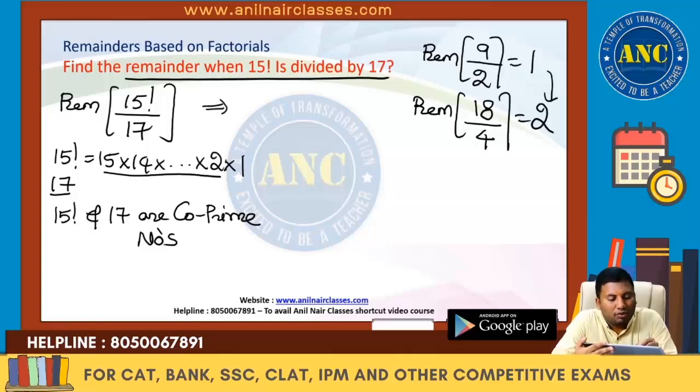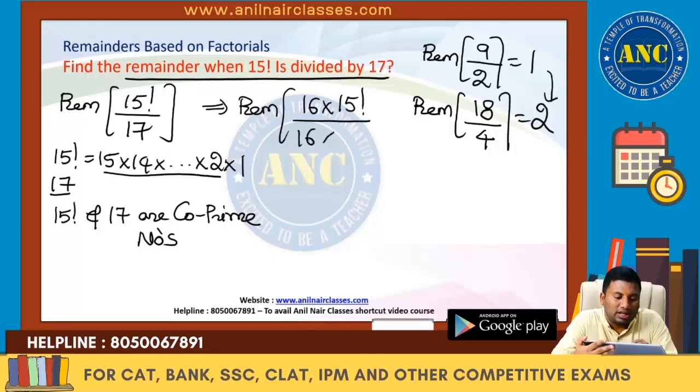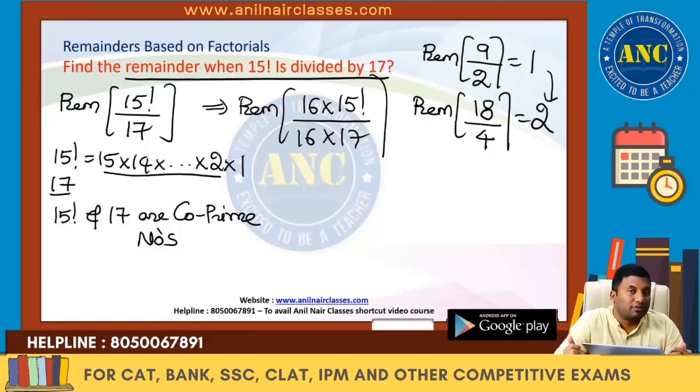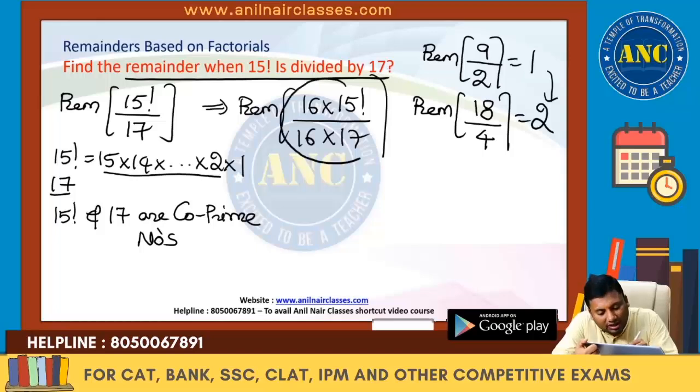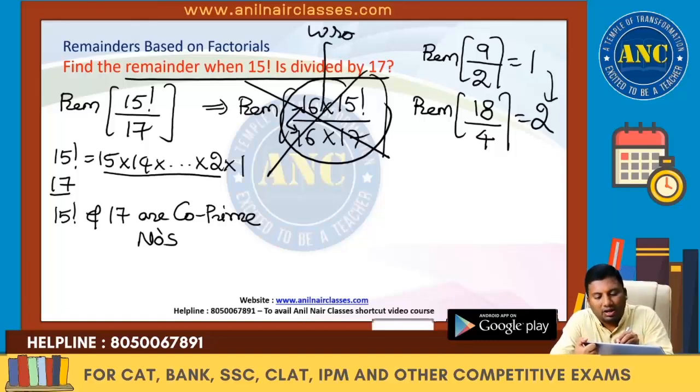That means if you solve this question like this, remainder 16 into 15 factorial by 16 into 17, because n factorial is n into n minus 1 factorial, you might get an idea that can I write like this. But if you take these two, 16 is common to each other. That means the numbers are not co-prime to each other. This logic is not applicable when the numerator and denominator are not co-prime. Remainder will get affected. So here it is a wrong method.